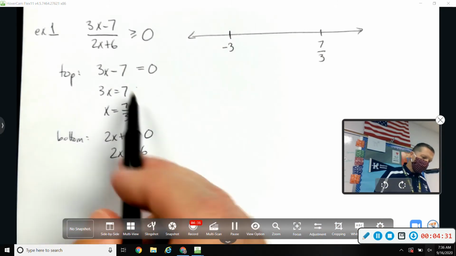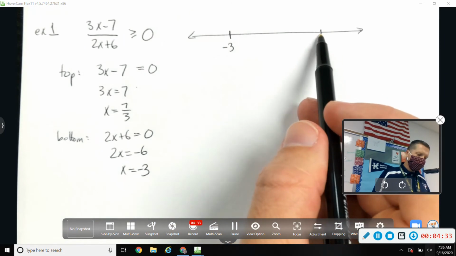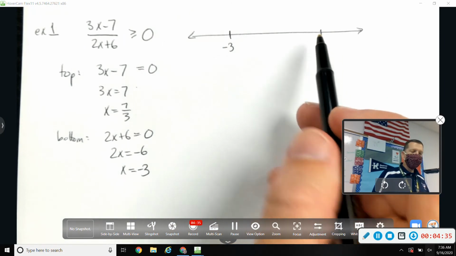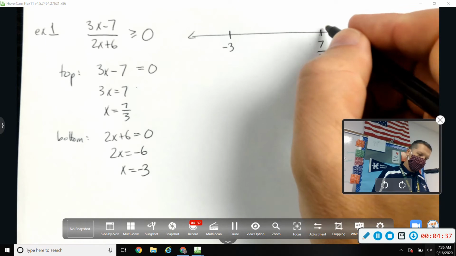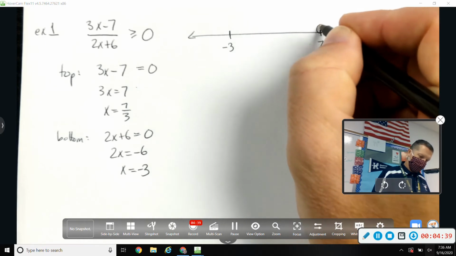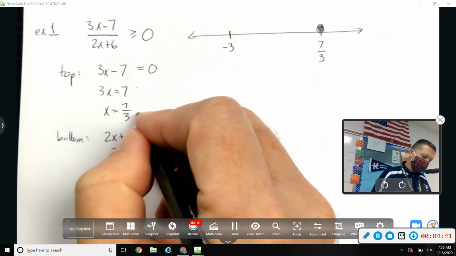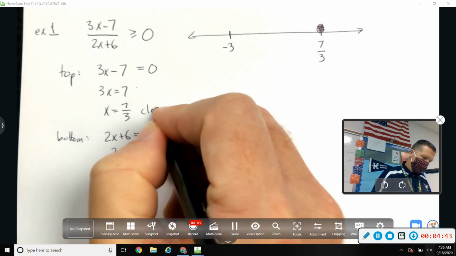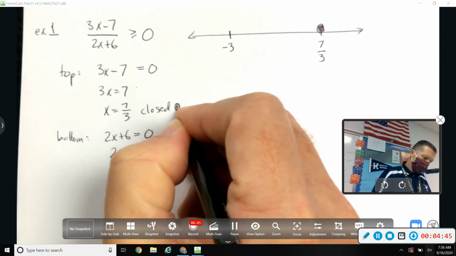For the 7/3, do I want an open circle or a closed circle? Closed. Why closed? It's greater than or equal to. Yeah, the equal to thing. So closed circle, because of the equal to.